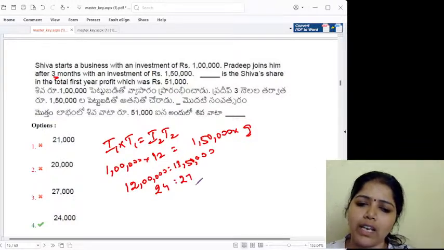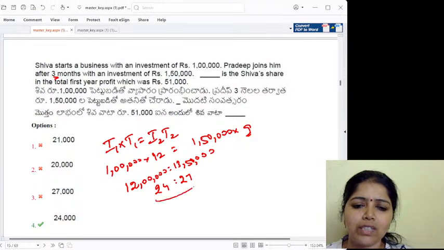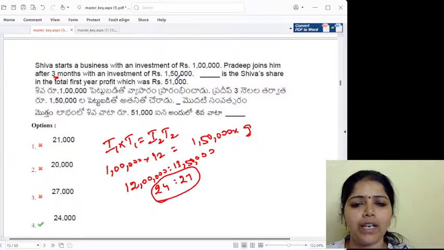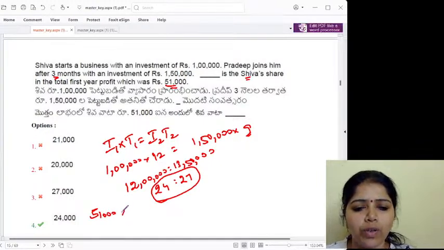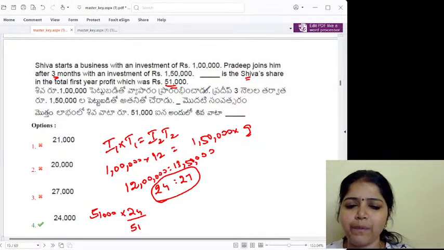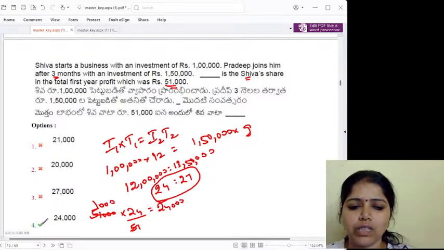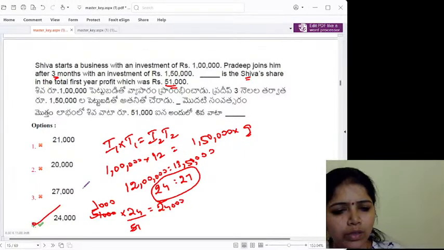24:27 as the ratio. What they have given is that after 1 year, they have got 51,000 profit. We have to find out the profit of Shiva. So 51,000 into 24 divided by 51. When I add, I'll be getting 51. 24 is Shiva's share, 27 is Pradeep's share. So 1,000, when I multiply, I'll be getting 24,000. Okay, so this is also right, no problem.